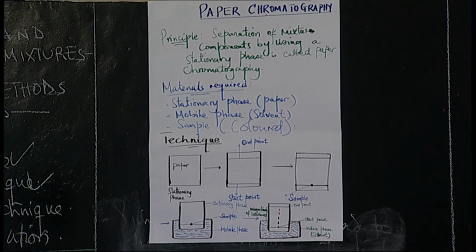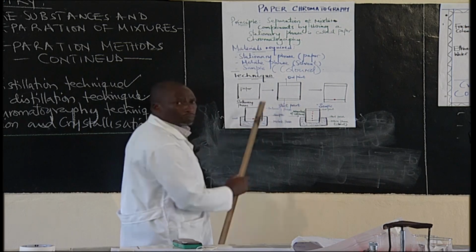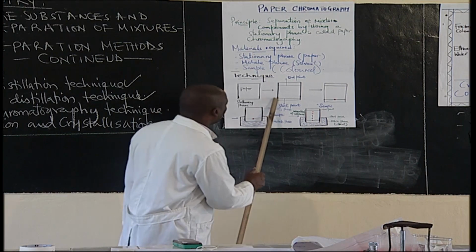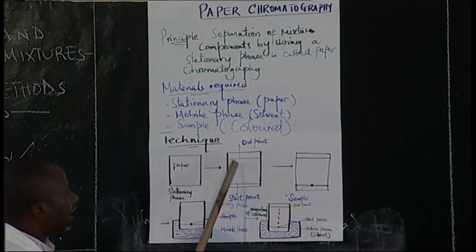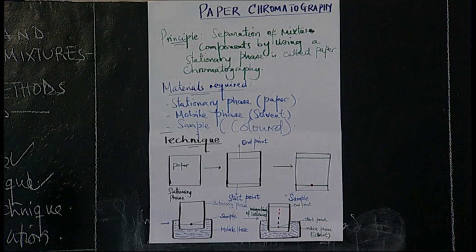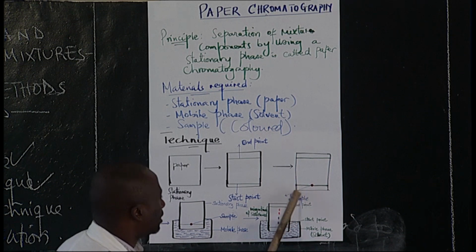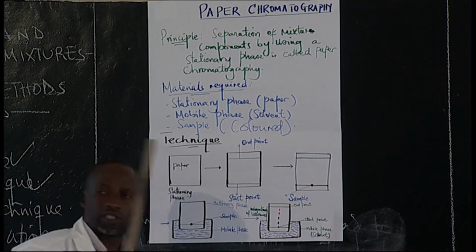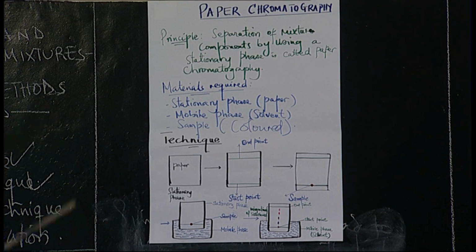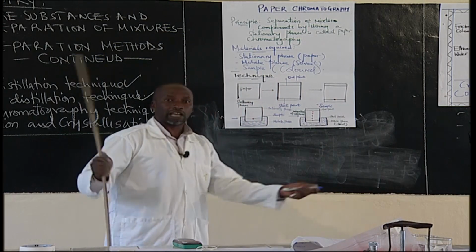What is the technique that you have to employ? You cut the paper, which is the stationary phase, and then on the paper, put a line with a pencil. That line is called the start point. It can be in rectangular or square form. And then on the start point, you put a drop of the sample that you are going to separate. This sample, in most cases, has to be colored.